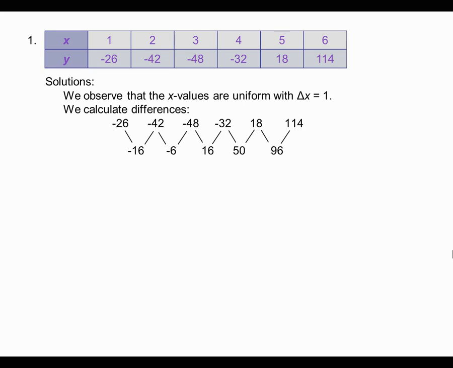Now the second differences. So you're going to do right minus left. Negative 6 minus negative 16, 10. 16 minus negative 6, 22. 50 minus 16 is 34. And 96 minus 50 is 46. They're still not equal, and they're not even approximately equal, because 10 and 46 are kind of far apart there. So that was our second differences. So now we've ruled out quadratic.